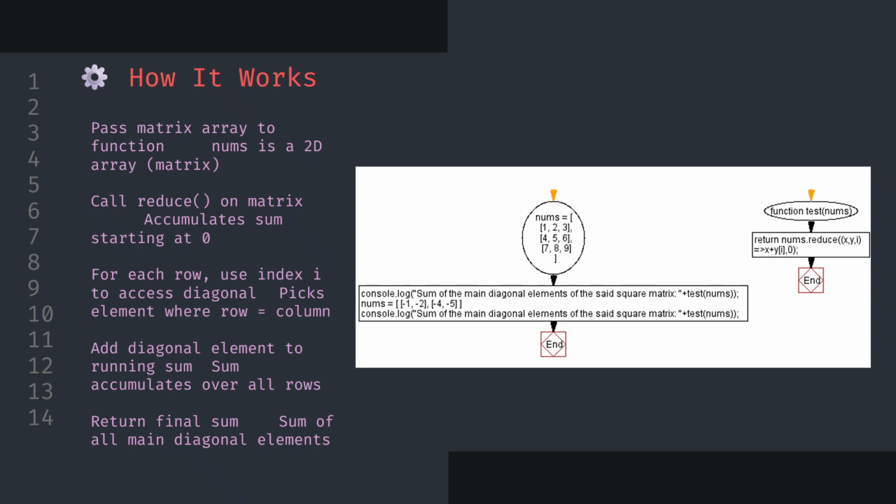Let's break down the steps. We first start by passing the matrix into our function, and then, using reduce, we iterate over each row. The index i tells us which diagonal element to pick. We then add this element to a running total. Once all rows are processed, we return the final sum. That is our diagonal sum. This is a neat and efficient way to traverse only the diagonal elements.